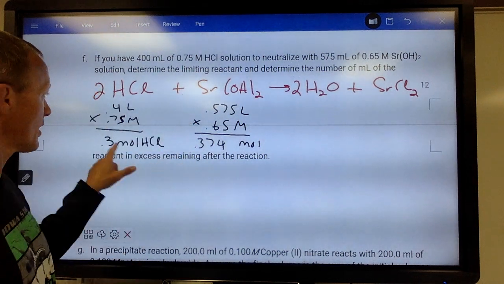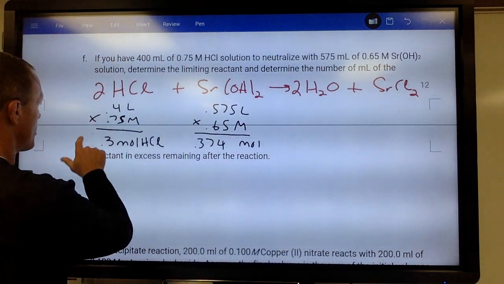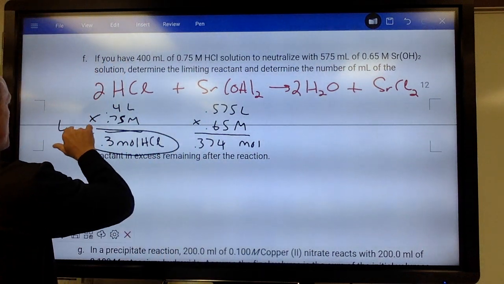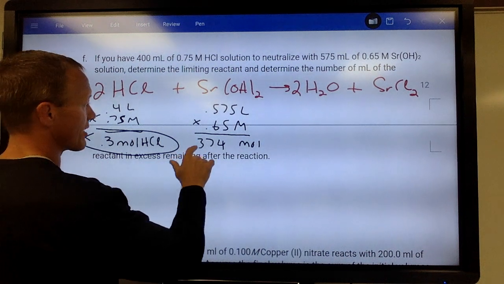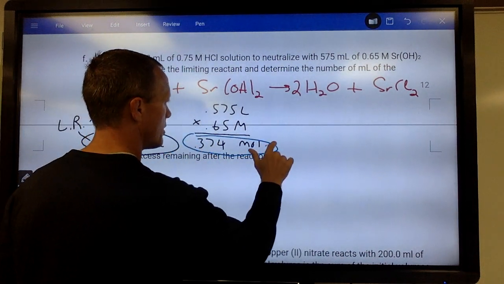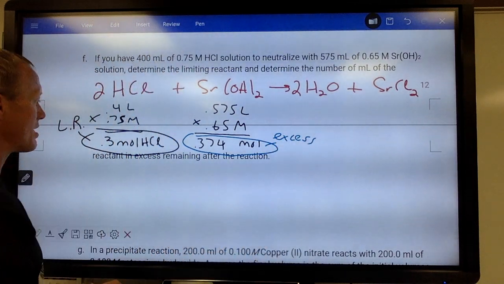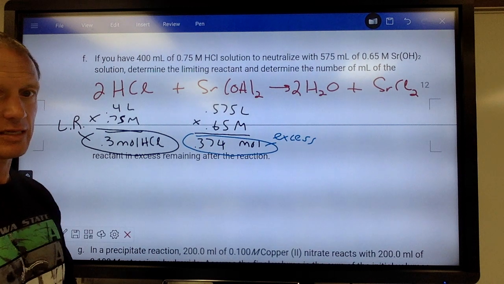Well, it's a 2-to-1 ratio. This is supposed to be double that. It's not even more. It's less than this. That's my limiting reactant then. So by far limiting. We're going to use all of that. This is my excess. And the question asks us, how many milliliters of excess?